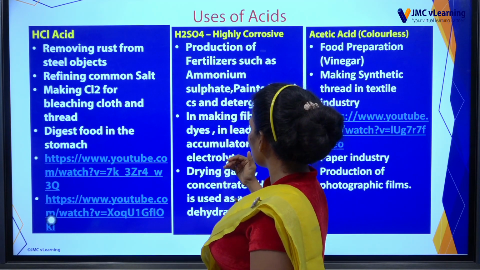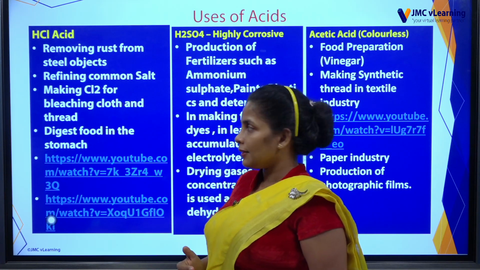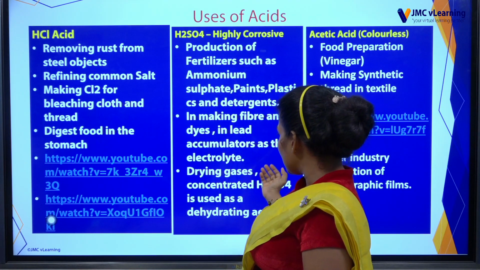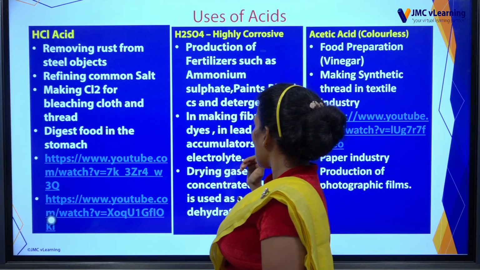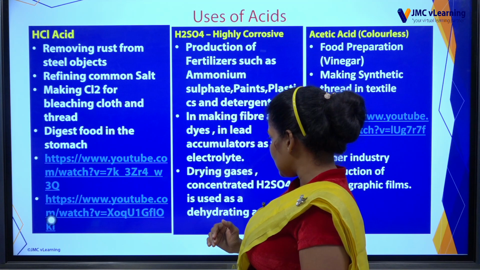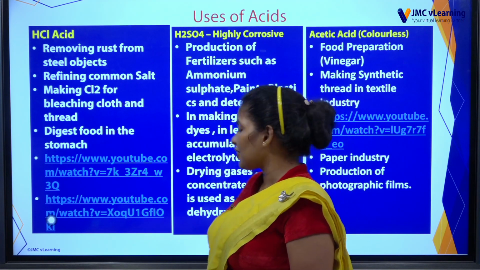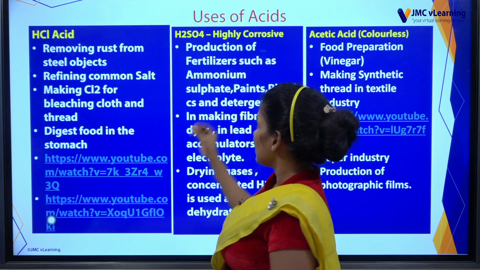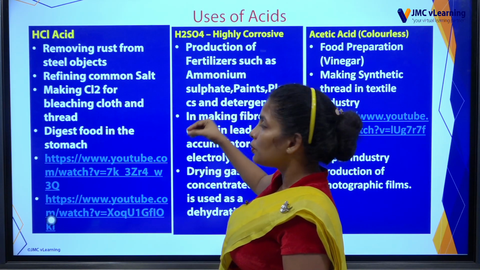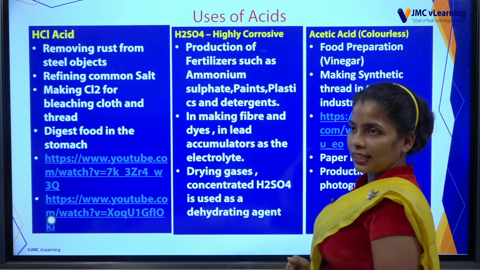Next use, in making fibers and dyes. In lead accumulators as the electrolyte. Third one, drying gases. Concentrated sulfuric acid is used as a dehydrating agent. These are the three major uses of sulfuric acid.